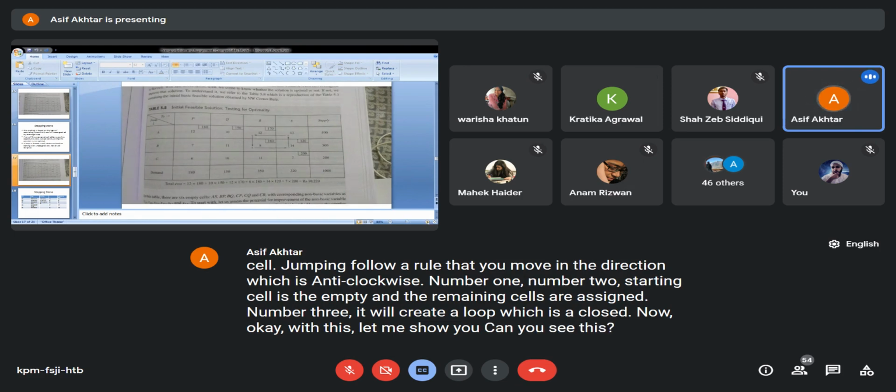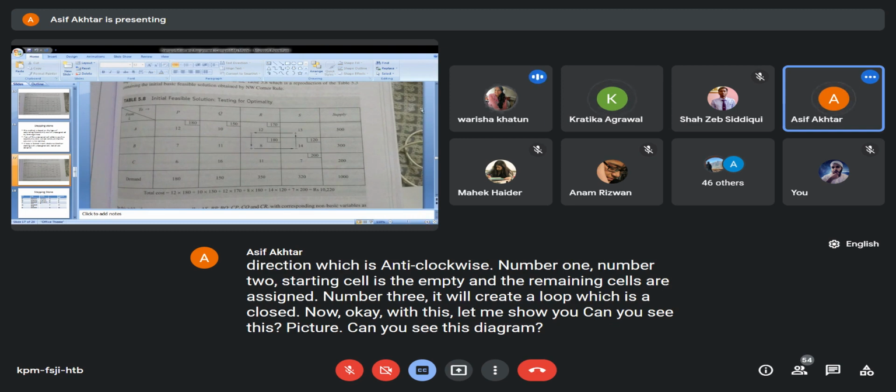Can you see this picture? Can you see this diagram? Yes, sir. Yes, sir.